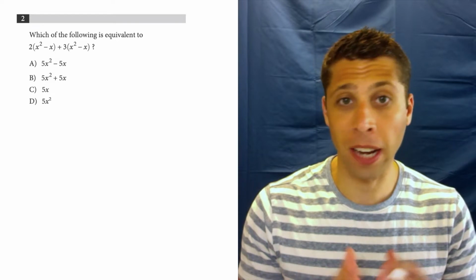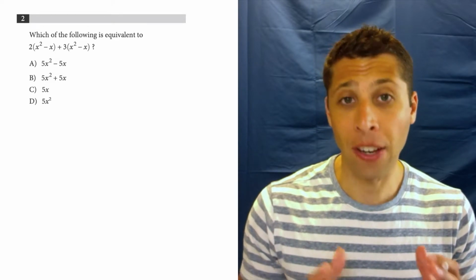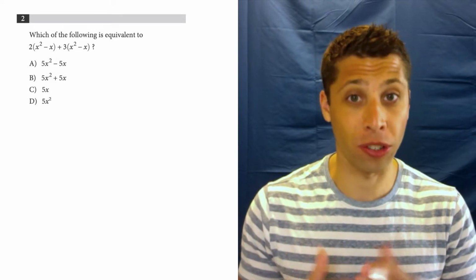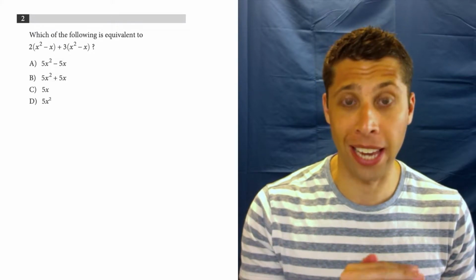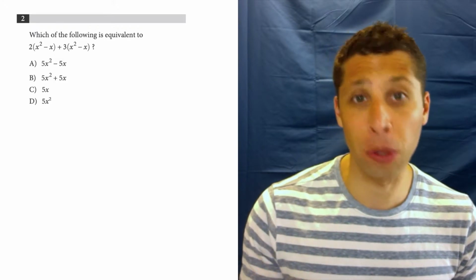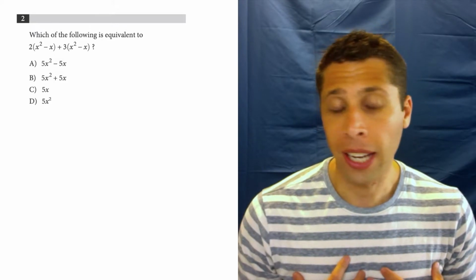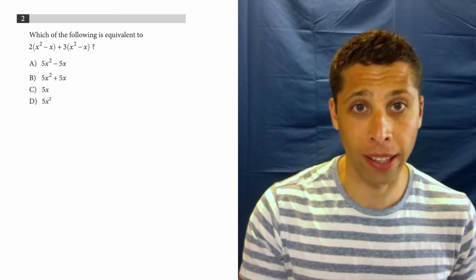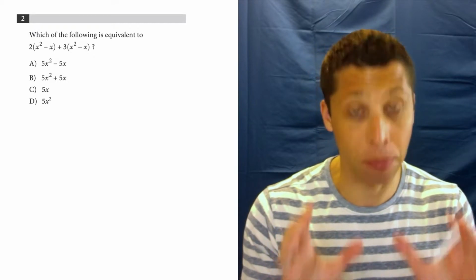Here we've got another kind of basic algebra situation. I do think that the best way to do this is to just know the algebra. I'll show you another way at the end. But when I look at this, I notice, okay, they're testing distribution here. If I get this wrong, it's going to be because I distribute incorrectly. So I want to make sure I get that step right.